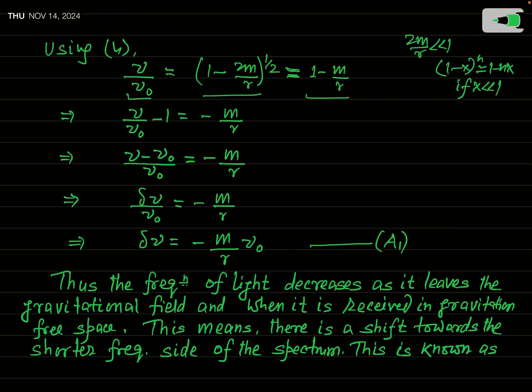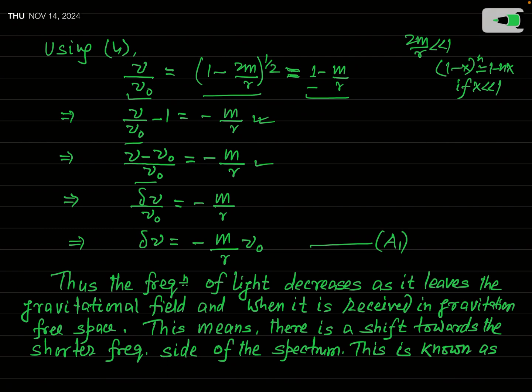Now let us bring this 1 to the LHS. So this will be nu over nu naught minus 1, and that is equal to minus m over r. And this is nu minus nu naught over nu naught equal to this much. Now you can see nu is the observed frequency and nu naught is the proper frequency or actual frequency, and nu is also called the apparent frequency. Apparent frequency minus actual frequency, this is called shift in frequency or change in frequency.